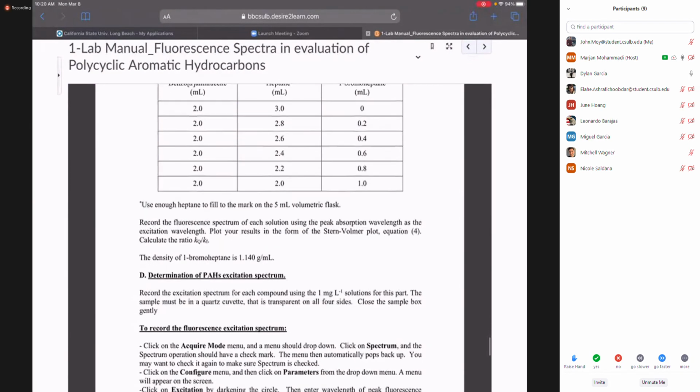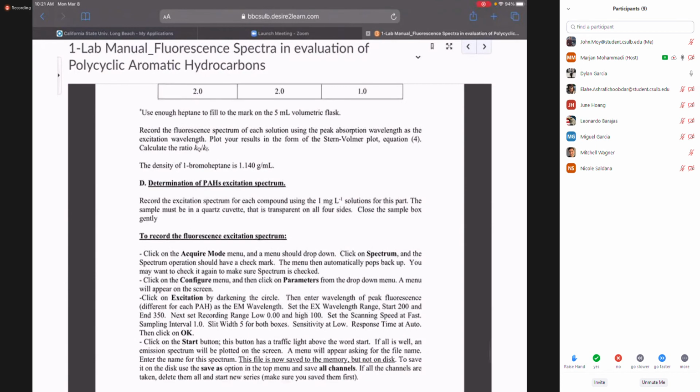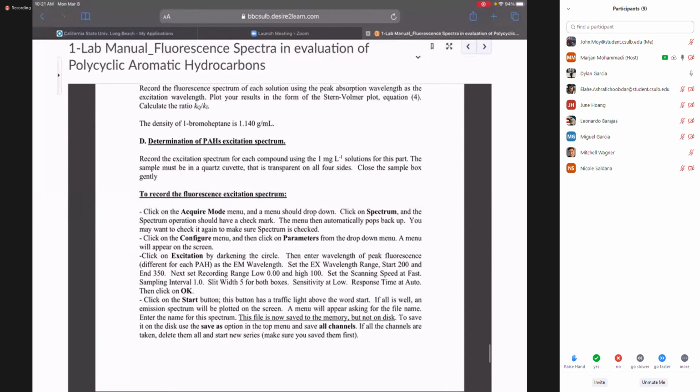Then look at part D right here, determination of the PAH excitation spectrum. This one is just for one ppm. Can we see it, part D, guys, right here? Yeah. So you don't have different concentrations, just one. And then make a graph. You have the data right there.